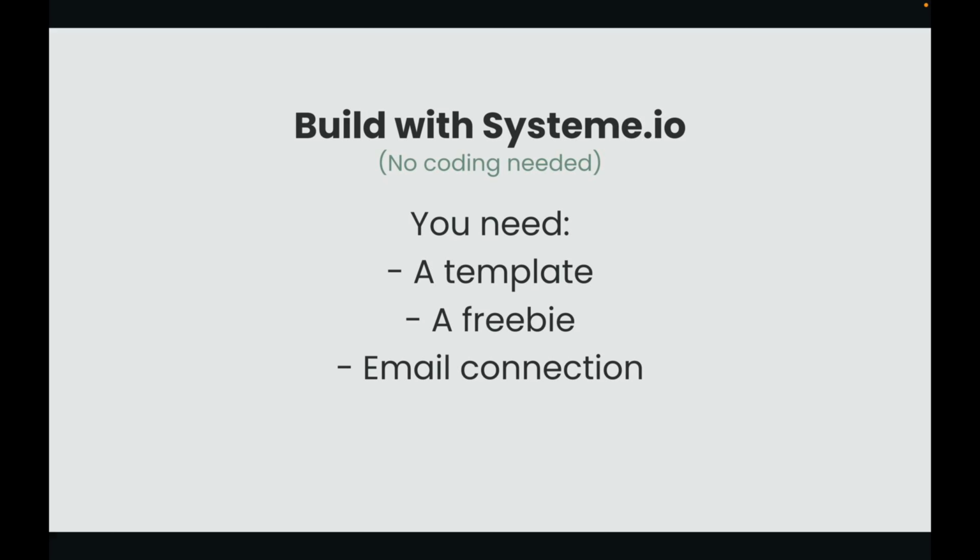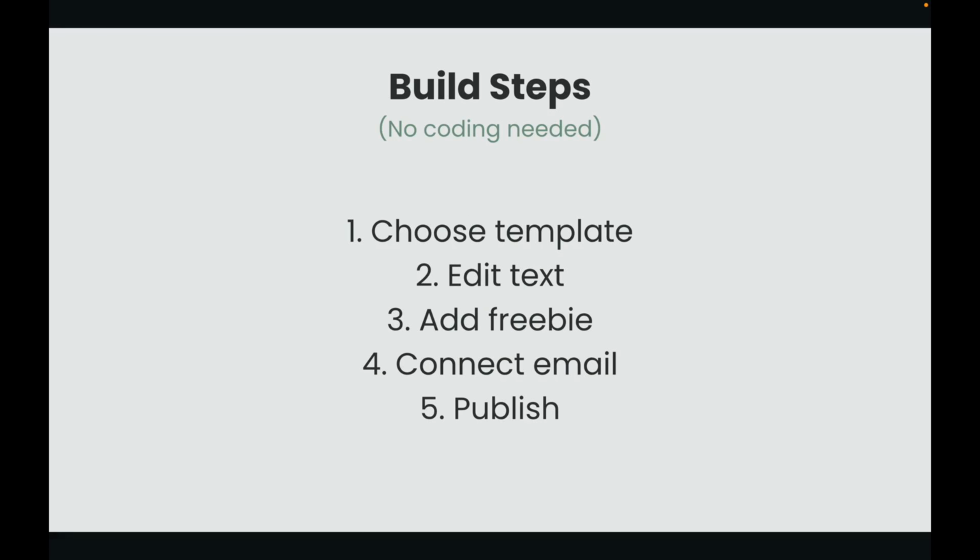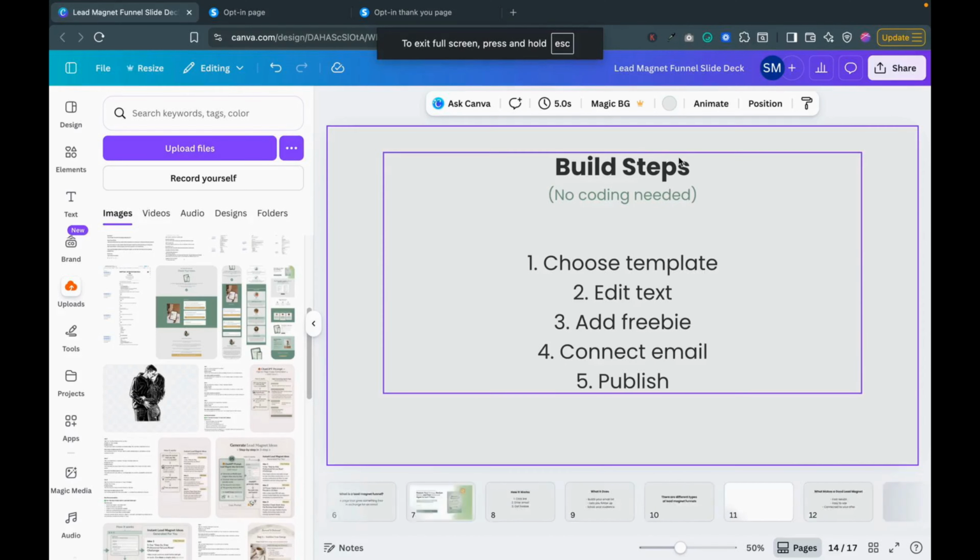So in building a lead magnet funnel, you will need a funnel template, a freebie that is your lead magnet, and email connection, of course. So you will need your 7-day email sequence. So when they download your freebie, then it will be sent to their emails. So right now, I'm gonna show you just a quick run through of how to build your own lead magnet funnel in system.io for free, okay?